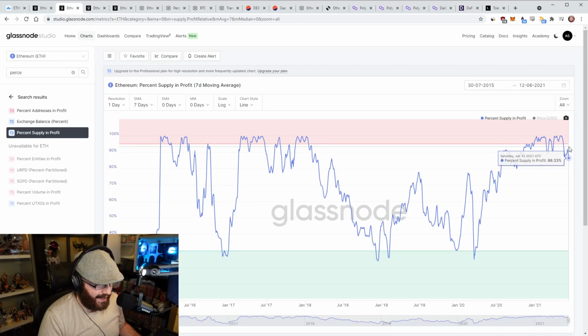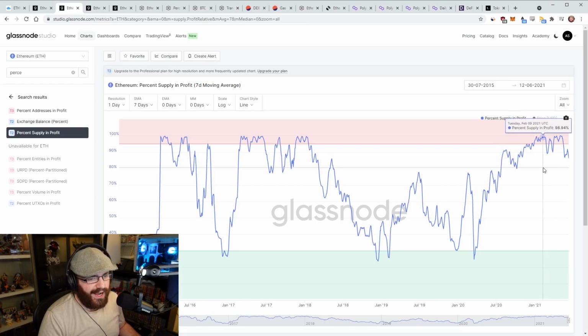You can see, in the month of May, obviously when it's at all-time highs, it's at 100%. But still, today it's at about 86%. And then by the end of May, it was at 86% as well. So 86% of all the current ETH supply is still in profit.